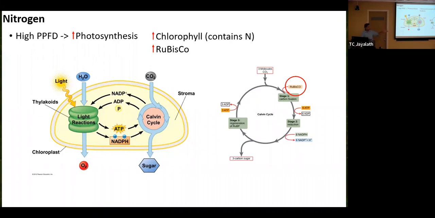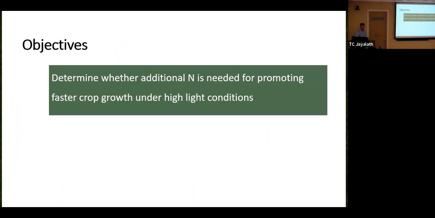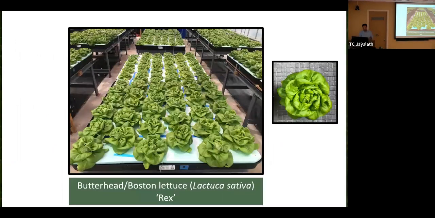If farmers are trying to give more light, why don't they put a little bit more nitrogen so they can get more benefit out of the amount of energy they use? The objective of this study was to determine whether additional nitrogen is needed for promoting faster crop growth under high light conditions. This study was done in the greenhouse in hydroponics with butterhead lettuce, Rex cultivar.